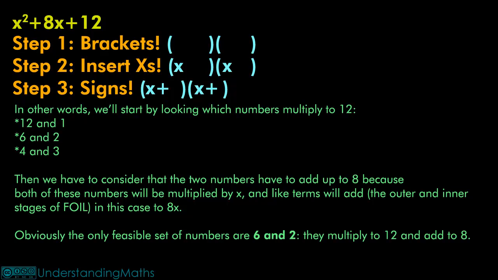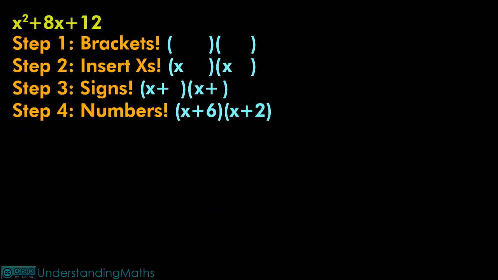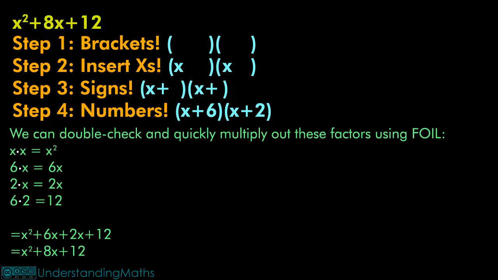So the factors of the quadratic x squared plus 8x plus 12 are the sum of x and 6 and the sum of x and 2. We can double check and multiply them out using FOIL. We get the original quadratic, so that's good. A confirmation that the factors are correct.